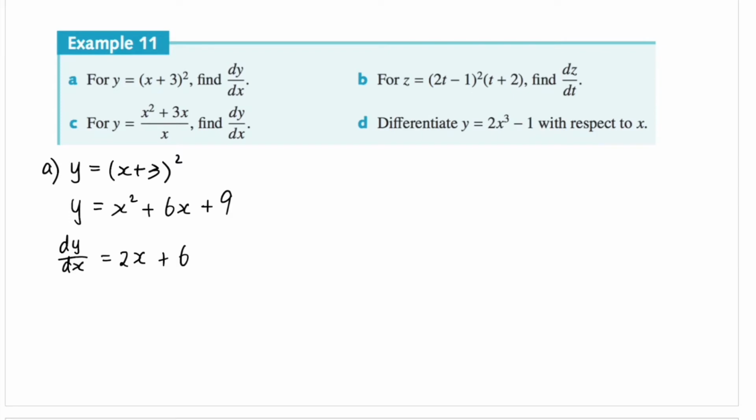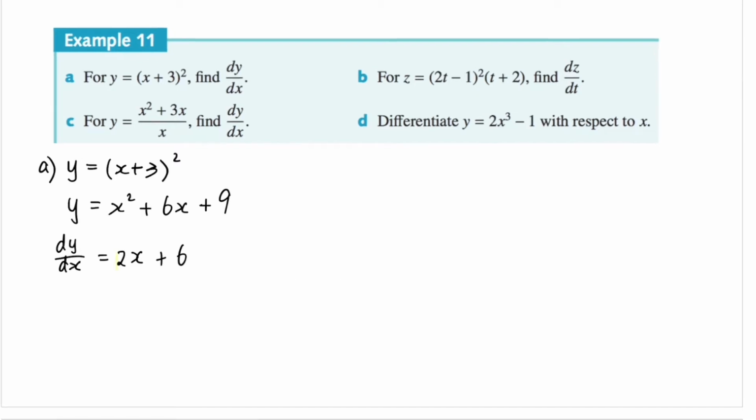So the derivative of y with respect to x is 2x plus 6 in this case. Second question, we have z is equal to (2t minus 1) squared times (t plus 2), and we want to find dz over dt, so the derivative of z with respect to t. Now we have two brackets, and the first bracket is a perfect square. So let's expand the perfect square first.